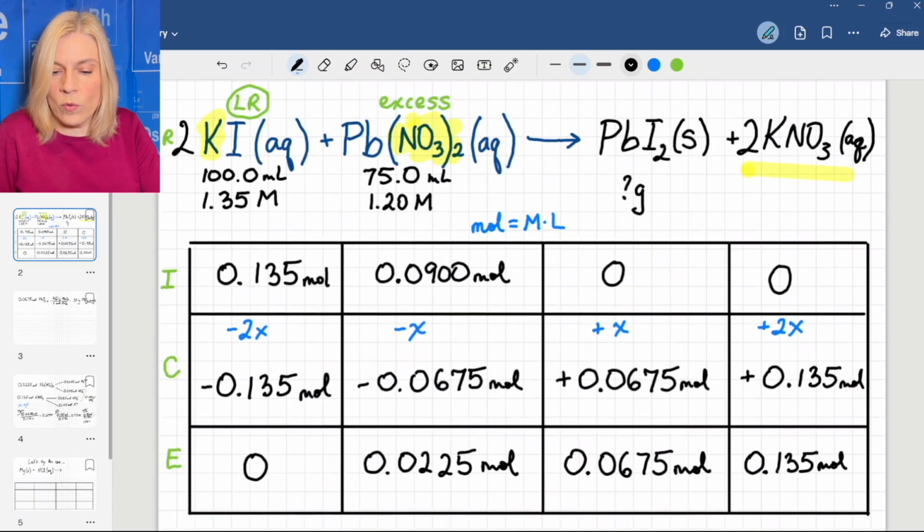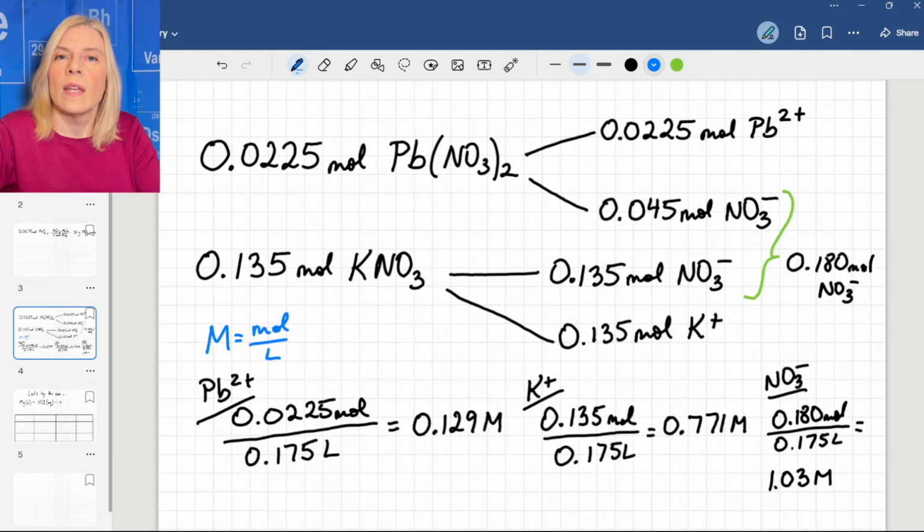And why don't we do that same thing for lead II iodide? Because this is a solid, right? This is a solid. It will be solid on the bottom. So this is my solid. So I do not do that. Is this making sense? Are you ready to try one more? Let's try a different example. One more problem.